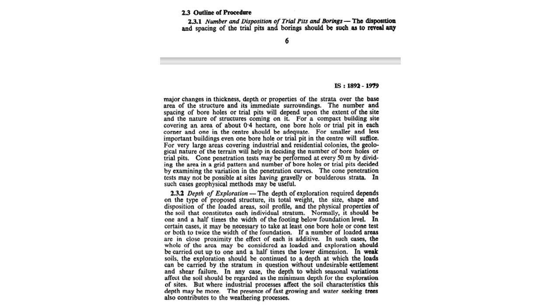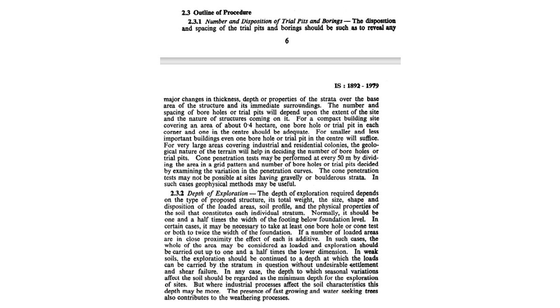So basically, disposition and spacing of the trial pits and borings should be such as to reveal any major changes in thickness, depth, or properties of the strata over the base area of the structure and its immediate surroundings. So you should be able to get an idea about the soil, not just vertically, but laterally also. Okay, there may sometimes be variation in the soil profile in the horizontal direction as well. So based upon the plan of the structure, you will have to fix the boreholes to understand the change in the vertical profile as well as the change in the horizontal profile.